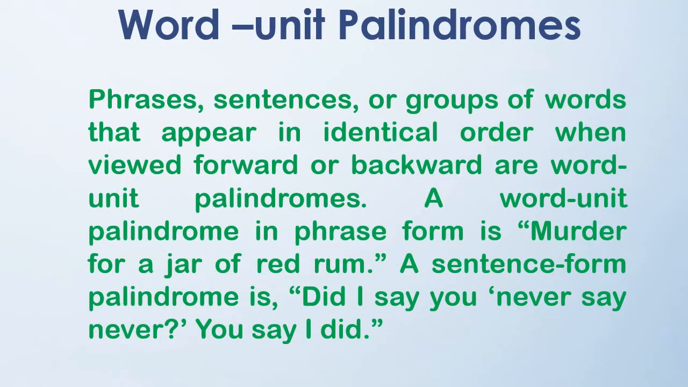Word unit palindromes are phrases, sentences, or groups of words that appear in identical order when viewed forward or backward. A word unit palindrome in phrase form is "murder for a jar of red rum." And a sentence palindrome is, "Did I say, you never say never, you say I did?" Since a sentence is framed by the combination of words, it can also be taken as a word unit palindrome.